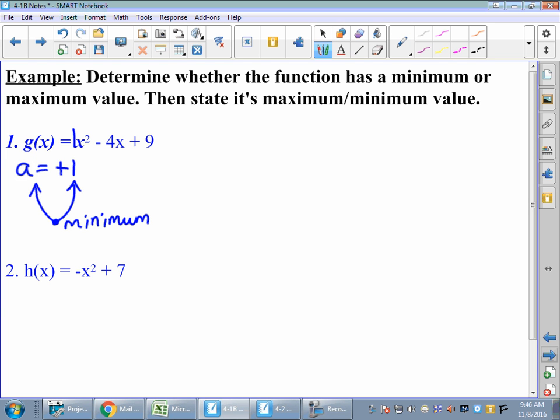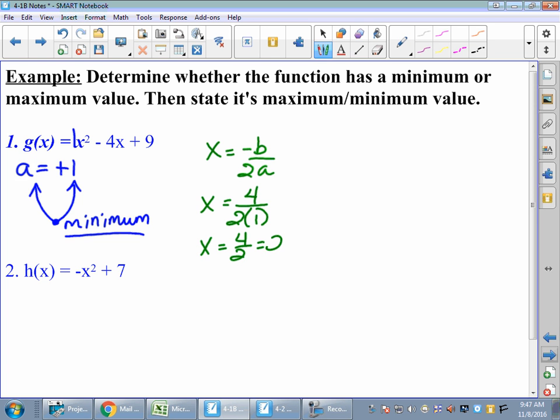So now that I've identified that it's a minimum, I have to find the minimum, and that entails finding the vertex. So I'm going to use my x equals negative b over 2a. That means x is equal to the opposite of b over 2 times a, which is 1. X is equal to 4 over 2, which is equivalent to 2. So my vertex would be 2 something.